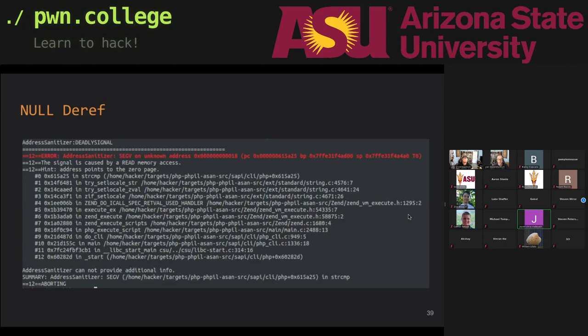The null dereference bug happens because of an unchecked type error. We reported this, but it wasn't classified as a security vulnerability.